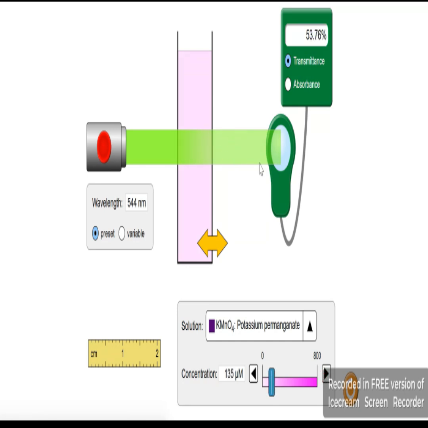You can see the transmitted light is getting dim because the transmittance decreases. You can also see the transmittance in the transmittance meter. So the transmittance decreases by increasing the concentration of a solution. As we increase the concentration more, the transmittance decreases. As we decrease the concentration of a solution, the transmittance will increase.